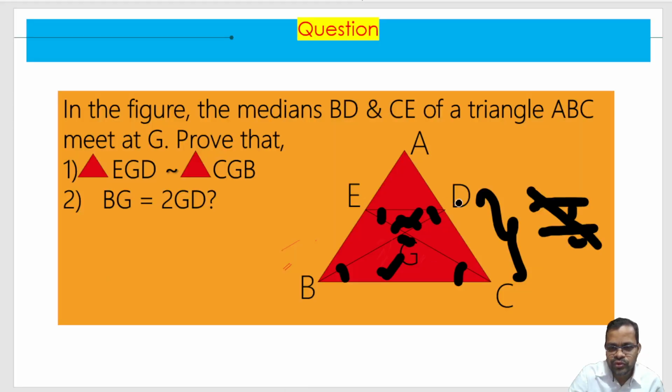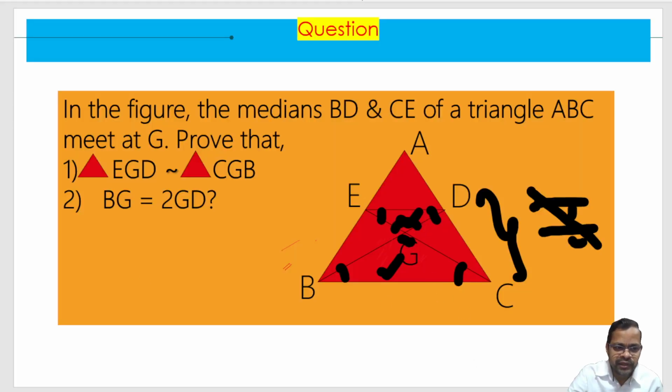So in the two triangles, if you mark the three angles, the corresponding three angles are actually similar. Yes or not? In EGD, the angle EGD is equal to CGB because these are vertically opposite. This angle DEG or GED is equal to GCB. Yes or not? Because alternate interior angle. Then EDG is equal to GBC because this is also alternate interior angles and BD is a transversal. So the corresponding three angles are actually similar.